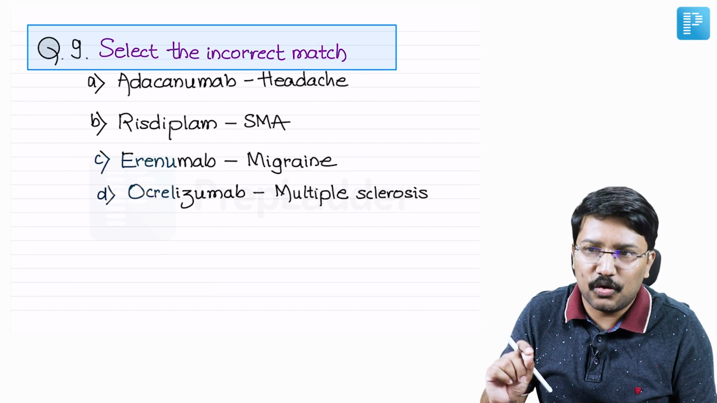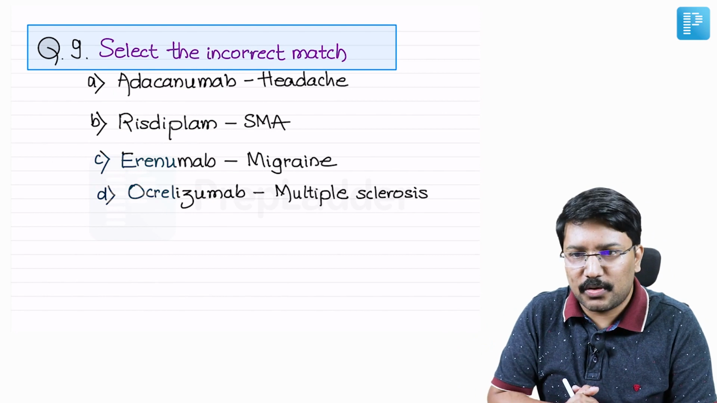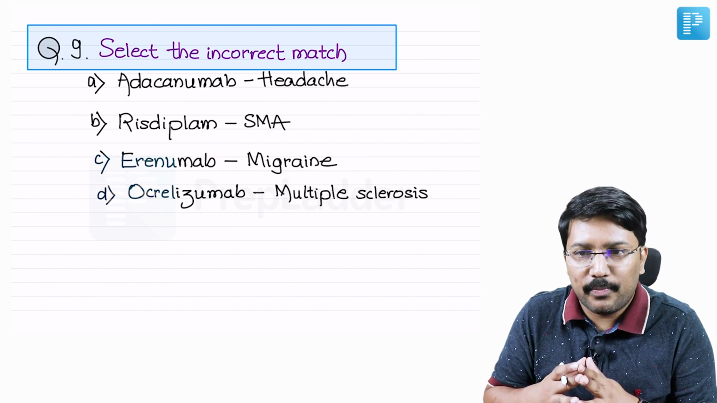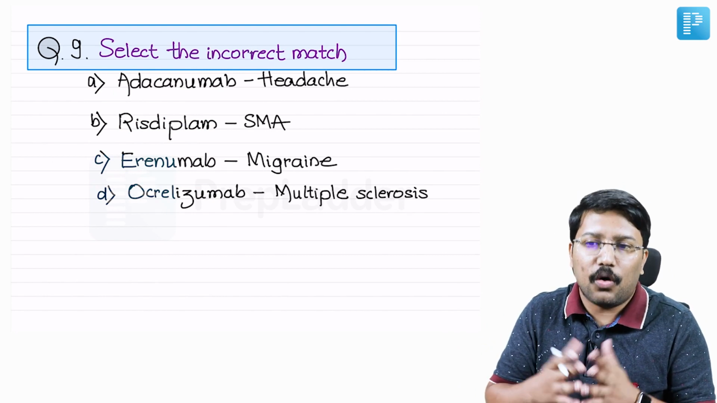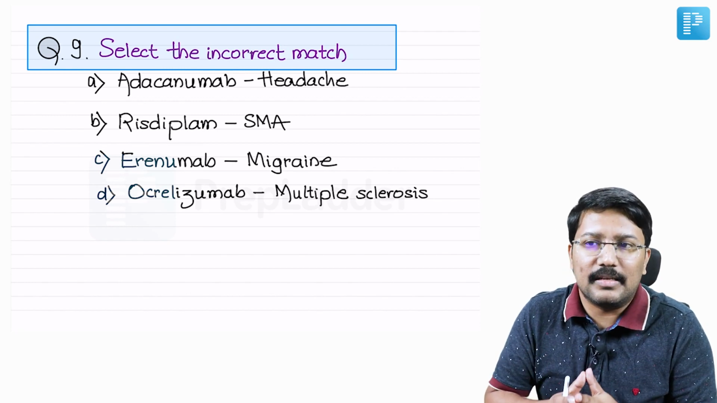Option A is adacanumab with headache, risdiplam with spinal muscular atrophy, erenumab for migraine, and ocrelizumab for multiple sclerosis. Which one of these is the incorrect match, right?